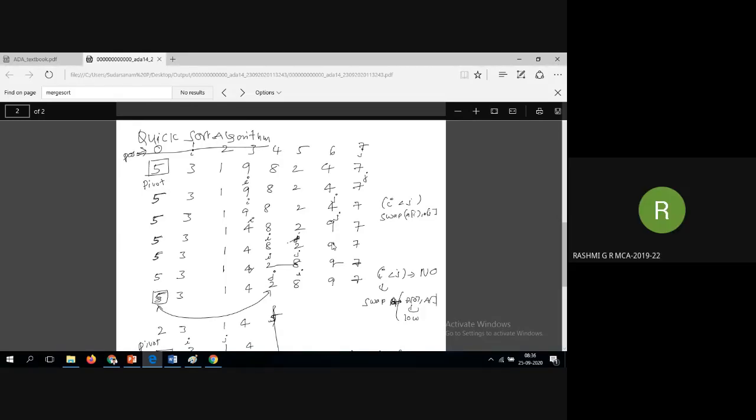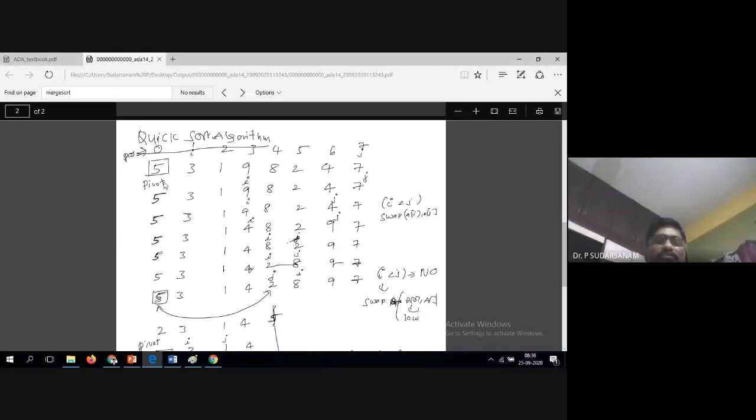Yes, sir. So now here I have written A of i. This is nothing but the partition that we have done. 3 is less than 5, i value incremented. 1 is less than 5, i value incremented. 9 is less than 5, condition false. Here you have stopped.